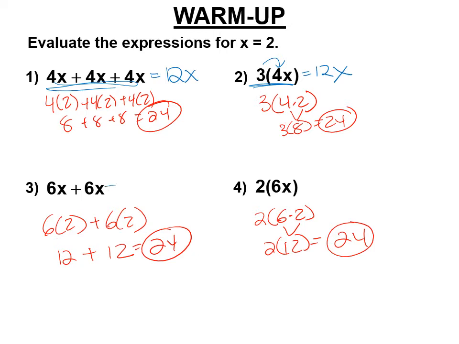6x plus 6x, we learned in the last lessons, is 12x. Today we're going to realize that 2 times 6x is also 12x. So all these simplified to 12x. And so the answer was 12 times 2. If I make x a million here, the answer to all of them would be the same, 12 million, right? For any value of x, all of these have the same answer because they're all 12 times x.